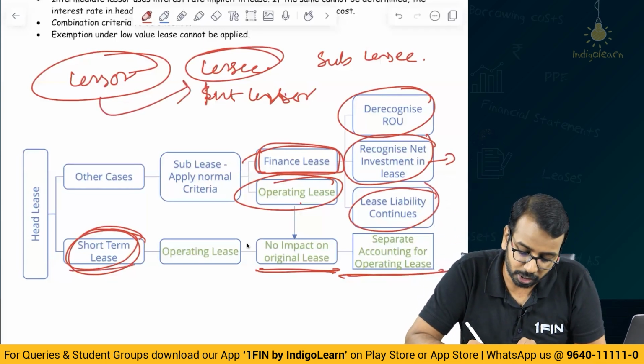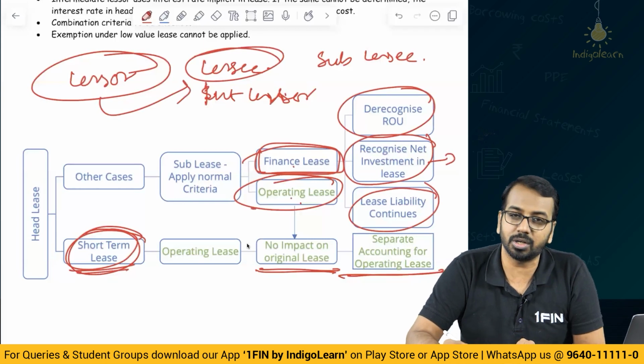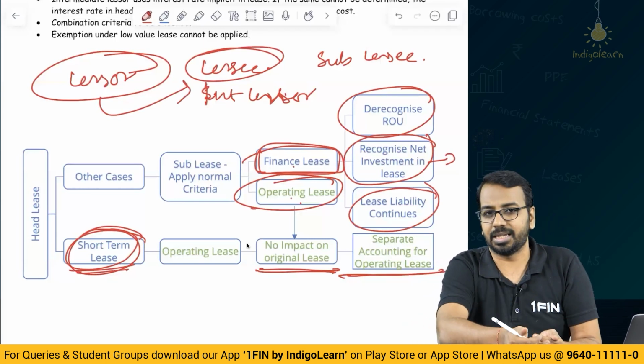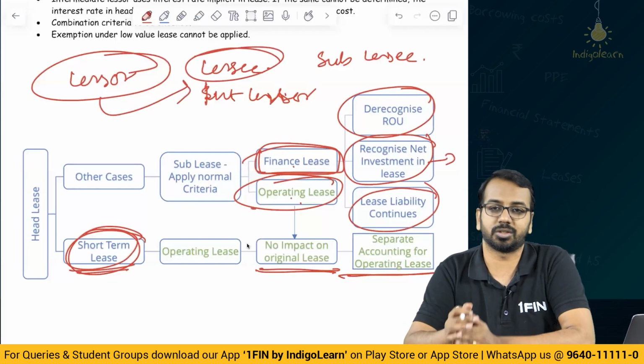Now, why do we not classify short term leases in these two criteria? Because in case of short term leases, it cannot be a finance lease, right. So that is where this classification does not arise.